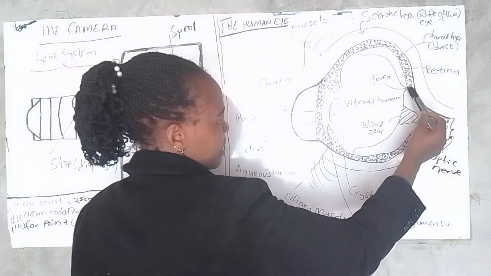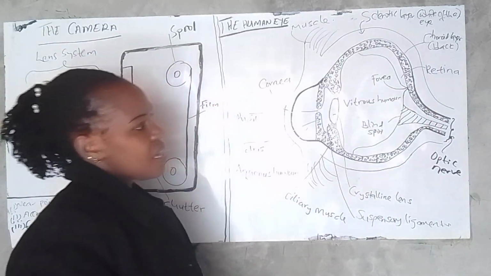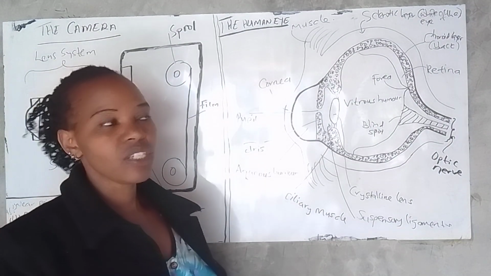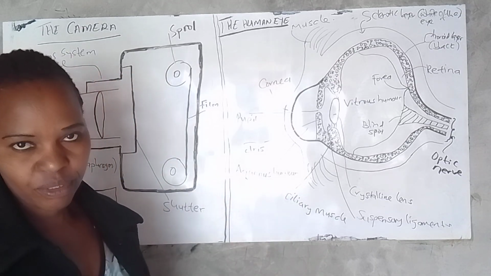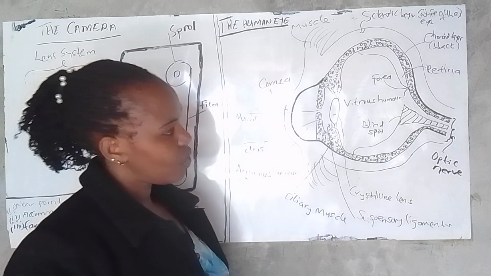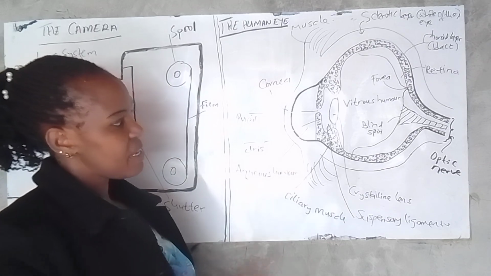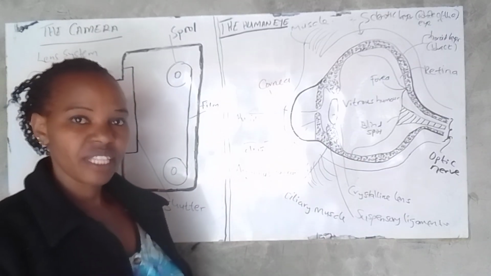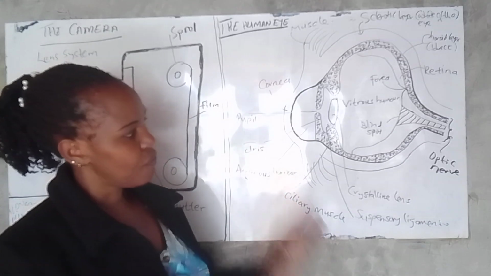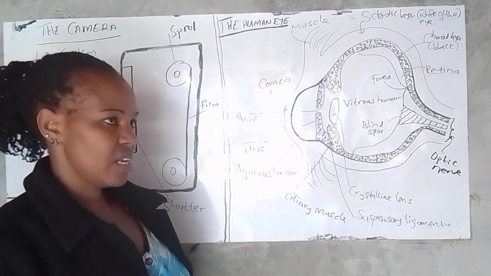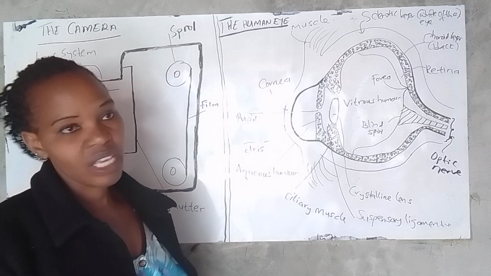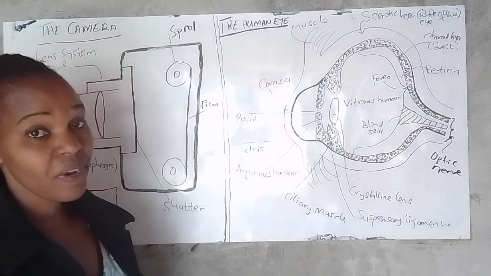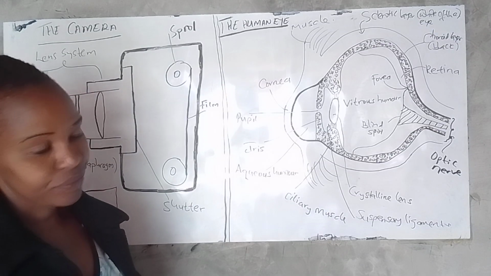This section here is our retina, and that is the screen of the eye. That is where images are formed. They are formed on the retina, and these images are true images, meaning they are upside down, they are inverted. So when images are forming in your eye, they are upside down.